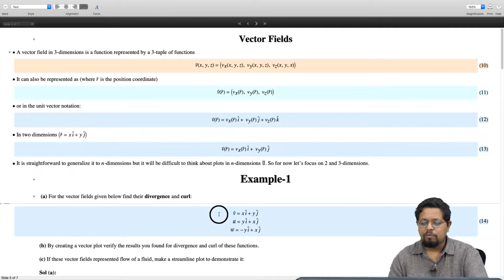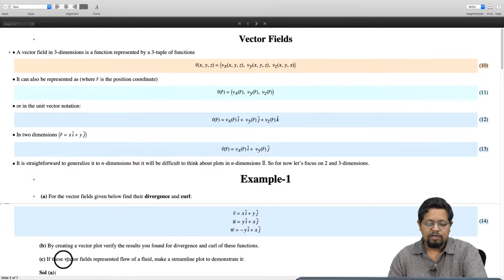In this first example, I want you to consider 3 vector fields V, U and W. V is x i hat plus y j hat, U is y i hat plus x j hat, and W is minus y i hat plus x j hat. I want you to calculate divergence and curl for these 3 vector fields. At this point you can pause the video and calculate the divergence and curl for these 3 simple vector fields. Once you have calculated them, I want you to create a vector plot and verify the results, what you found out about the divergence and curl.